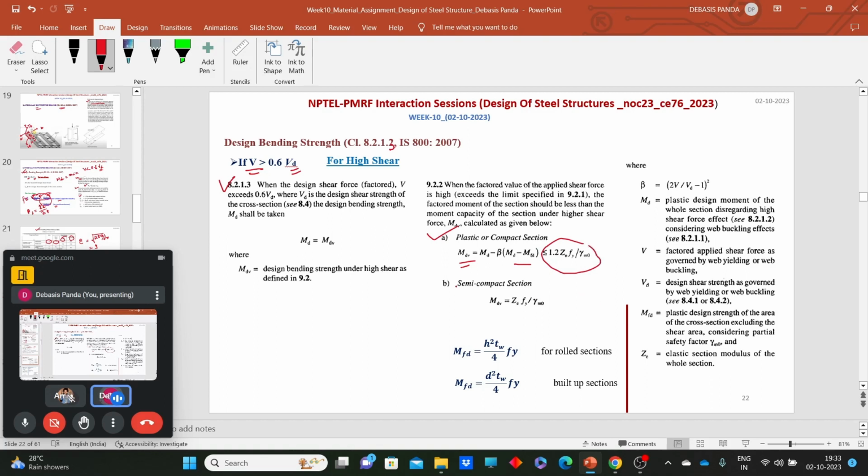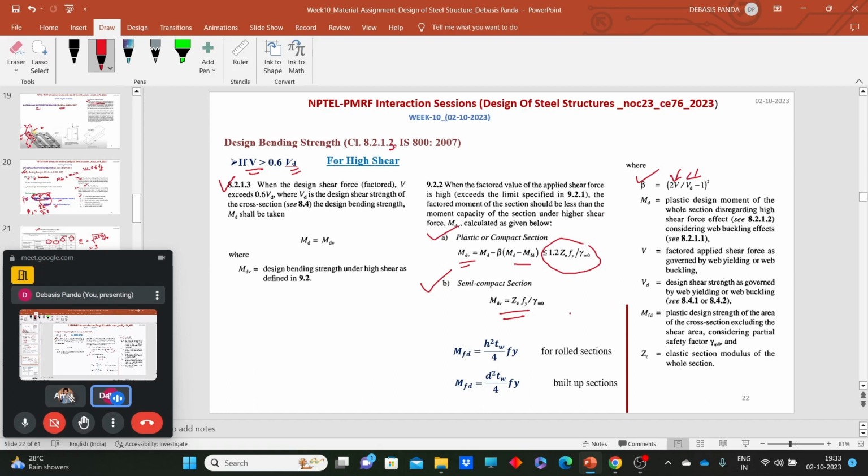Now if we have a semi compact section, then we can calculate the design bending strength as ZeFy by gamma m naught. Now here, what is that beta value? That beta value we can calculate as 2V by VD minus 1, squared. What is V? V is nothing but the factored shear force which is generated. What is VD? That is the design shear capacity or design shear strength, and so on.